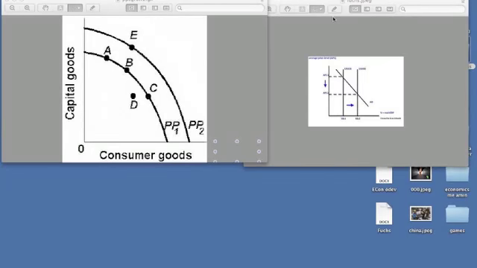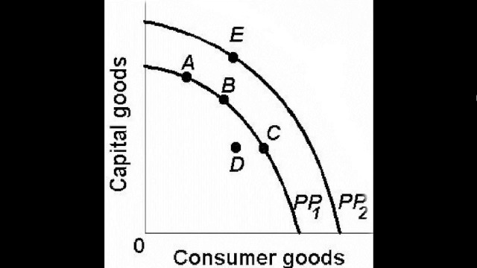Economic growth is growth of GDP over time. We can see it through these two graphs. This is how the PPC curve has shifted outwards from point B to point E. That shows the increase in GDP and the growth in the economy.